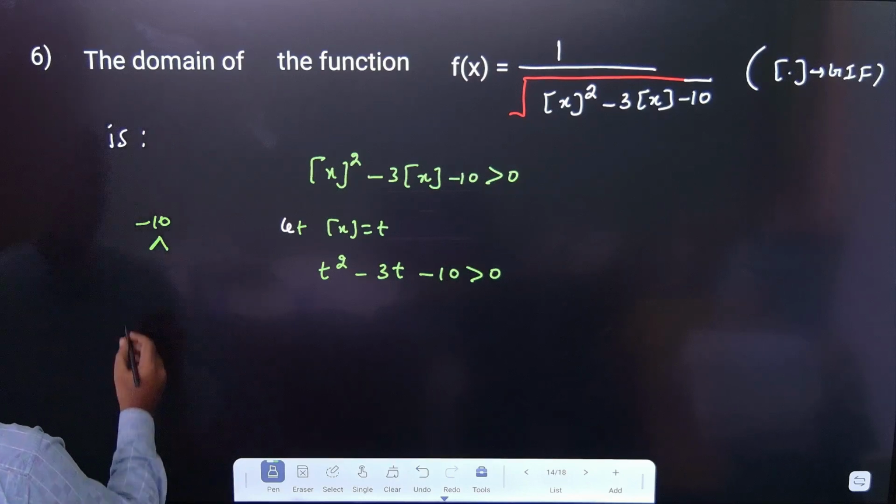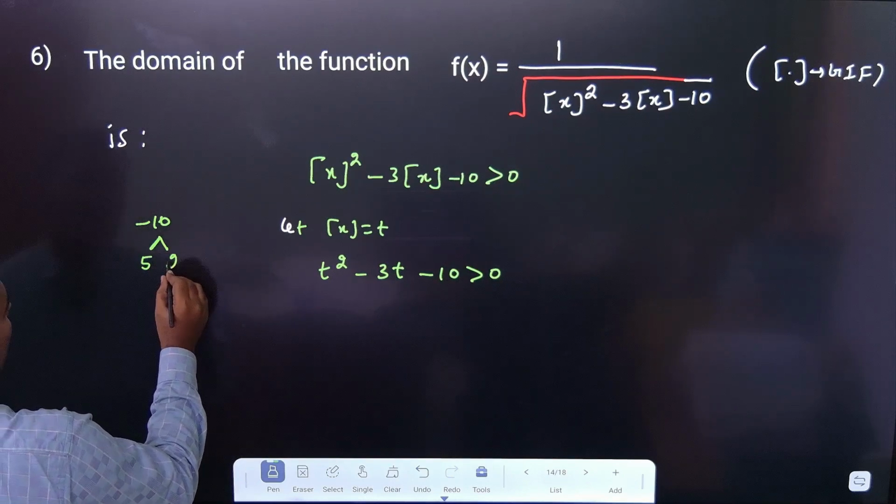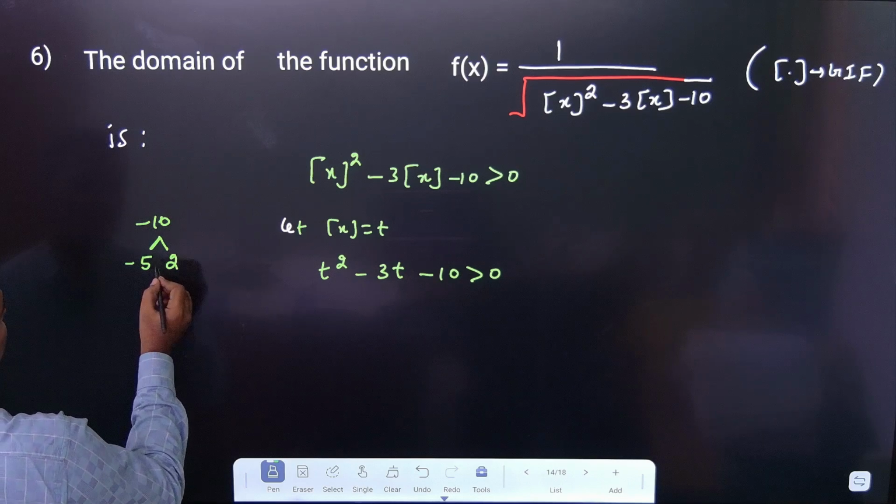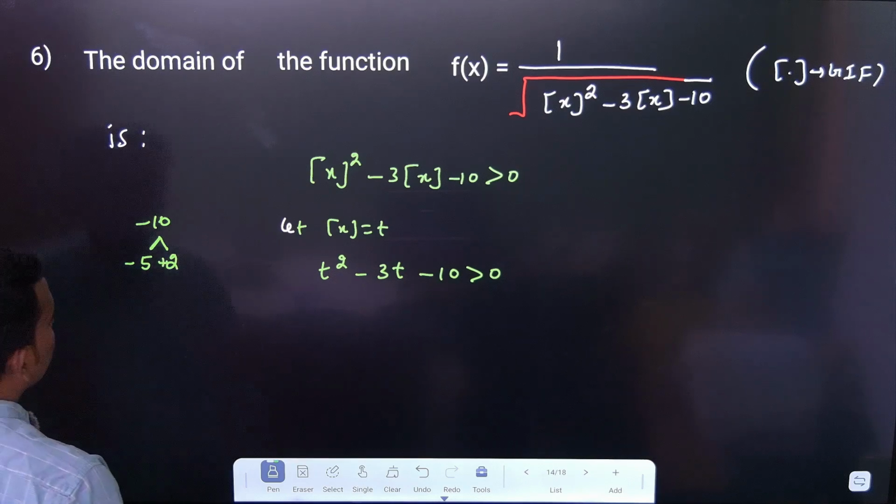Then how to solve this? So 5 into 2 is possible. Correct? Minus 5 plus 2 is possible, right?